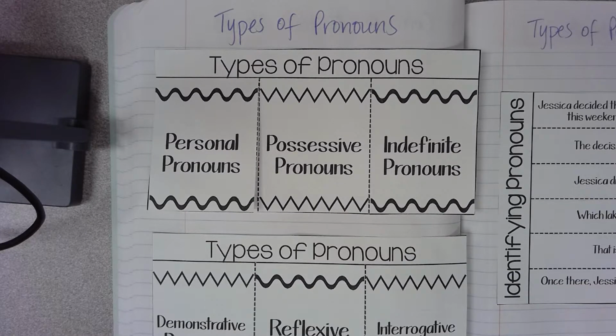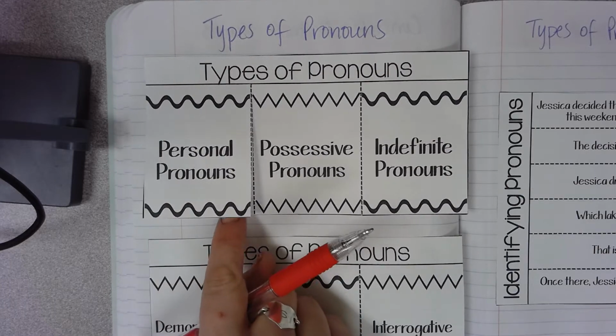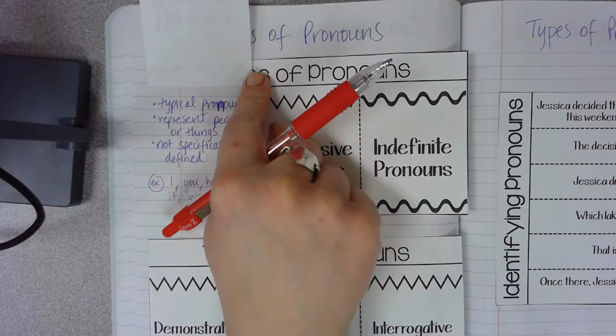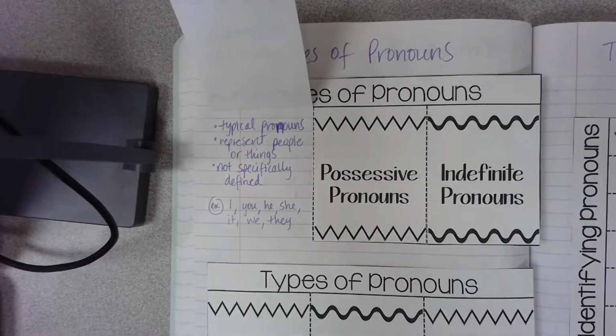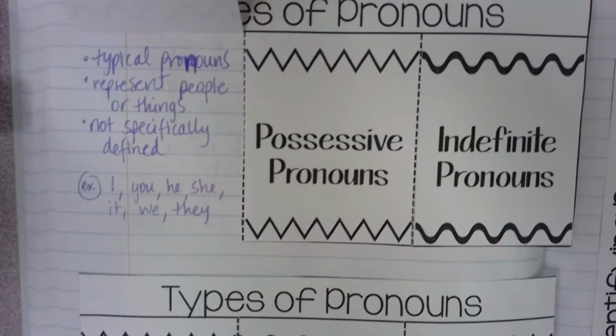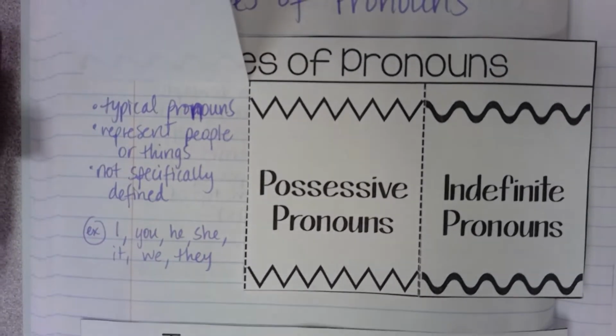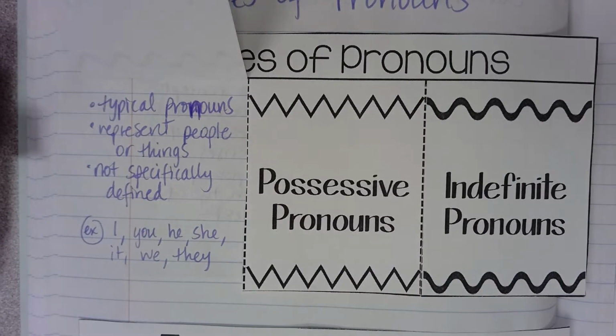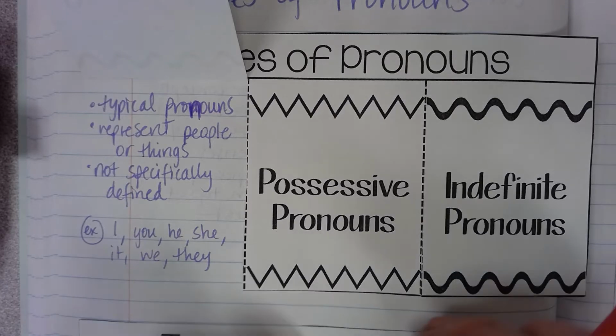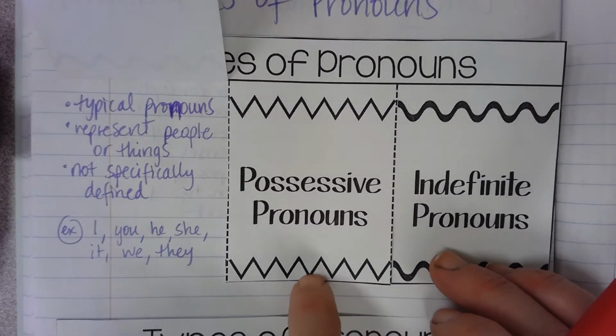Okay, so let's look at all of these here. So we did fill out personal pronouns already, which we know are just the basic pronouns. So they're typical pronouns. They represent people or things, and they're not specifically defined. So that is what every pronoun is. Okay, now let's go to possessive pronouns.